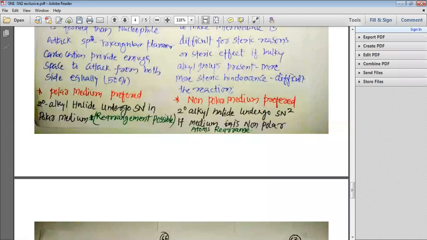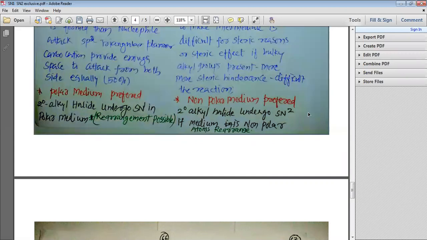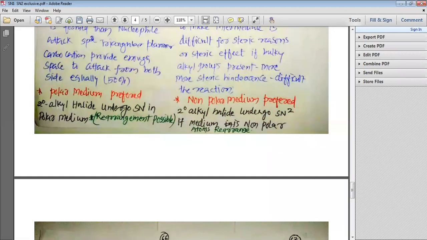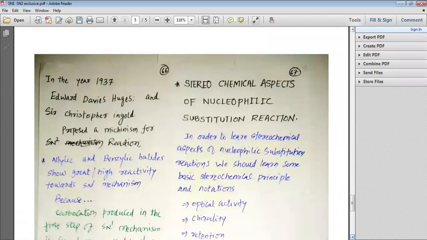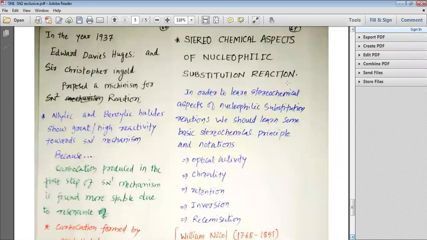But a non-polar medium is preferred for the SN2 mechanism, and that is why in the SN2 mechanism, the secondary alkyl halide undergoes SN2 if the medium of reaction is non-polar, and atoms are rearranged in such a way that the configuration turns out to be inside out. Now we need to understand some of the new terms which we have seen. They are dextrorotatory and levorotatory, my dear students.